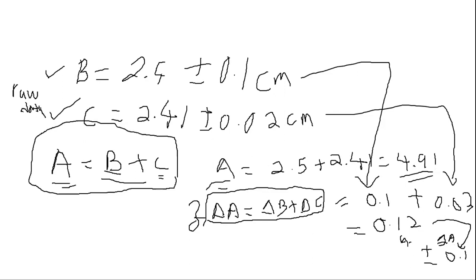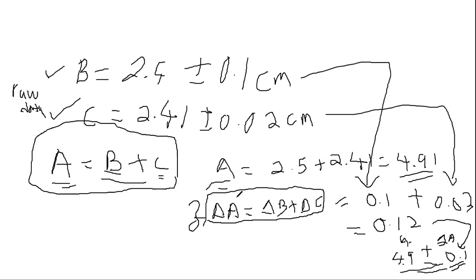Anyone? How do you write? Same decimal place, right? Yes, 4.9. But here, how many decimal places is this? This is one decimal place. So here also must have one decimal place. So 4.9, correct? 4.9. This is how you write.